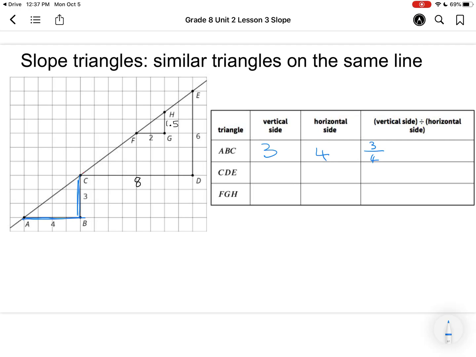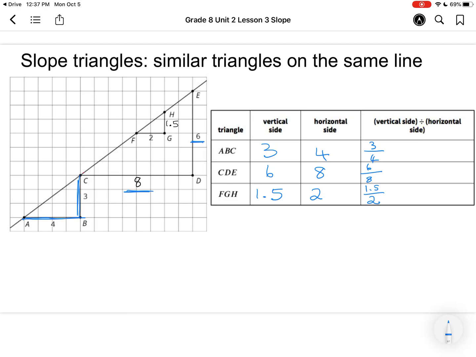Let's look for CDE. The vertical side is 6 units long. The horizontal side is 8. So the slope is vertical over horizontal, 6 over 8. And let's look at FGH. The vertical side is 1.5 units and the horizontal is 2, so 1.5 over 2.